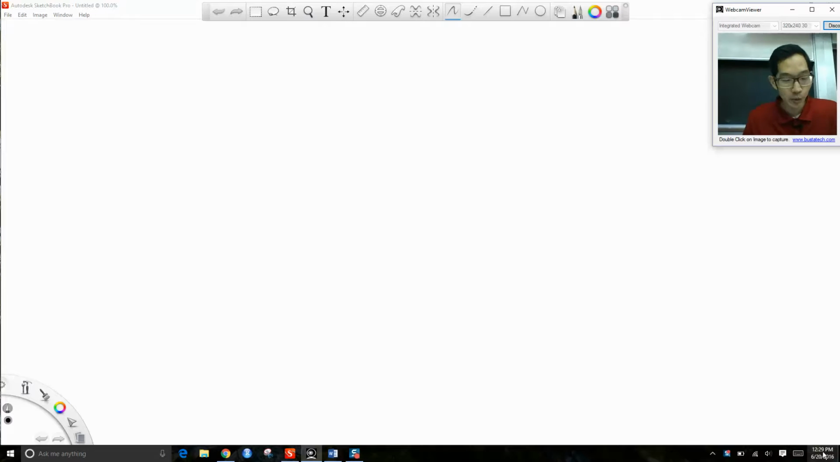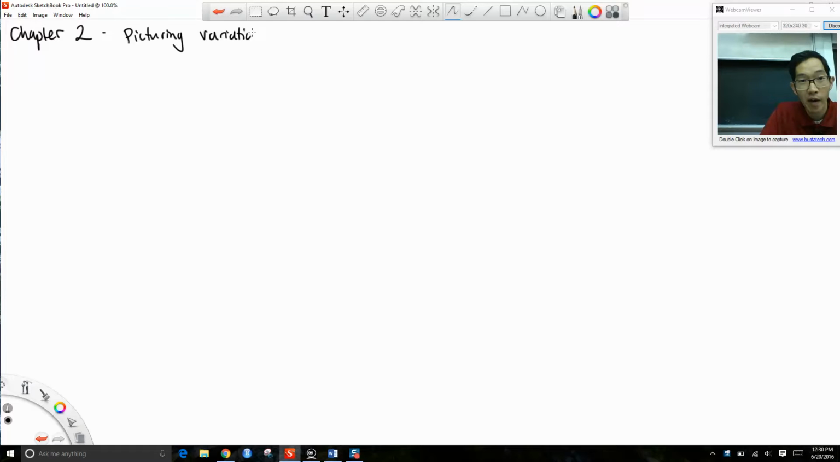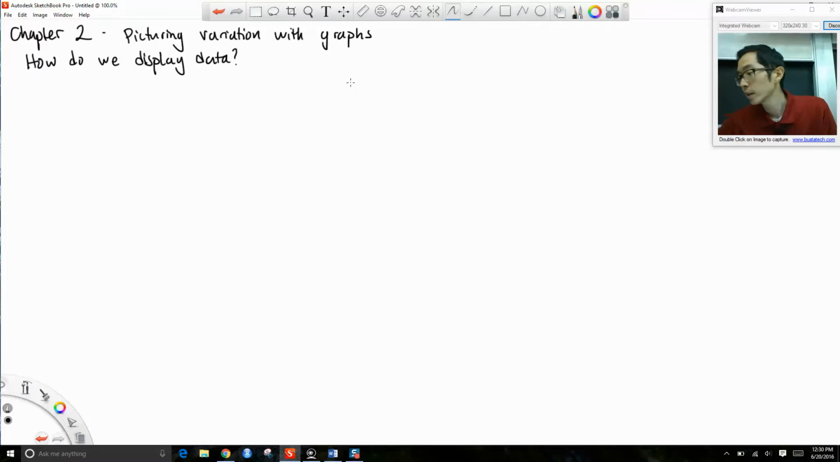Okay. We'll get started in chapter 2. The title of the chapter is called Picturing Variation with Graphs. It's basically just showing how to display data. We will look at how we display data. And we're going to start off with displaying numeric data.